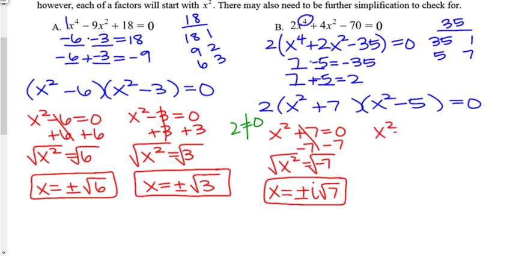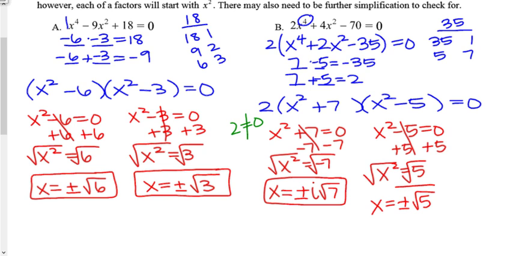And then finally, x squared minus 5 equals 0. I add 5 to both sides. I get x squared equals 5, and then I take the square root of both sides. x equals plus or minus the square root of 5. There was no negative under the square root here, so I didn't have to take the i out, which is kind of nice.